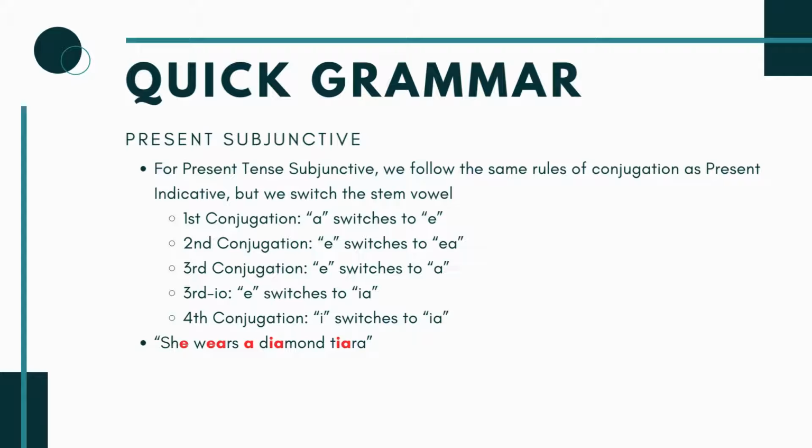And in second conjugation, the E is going to add an A, so it's going to become EA in the subjunctive. In third conjugation, E switches to A. In third IO, right, it switches to an IA. The E goes to IA. And in fourth, the I goes to IA, right?